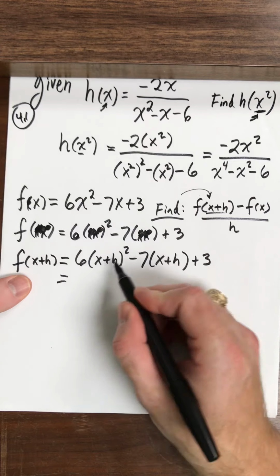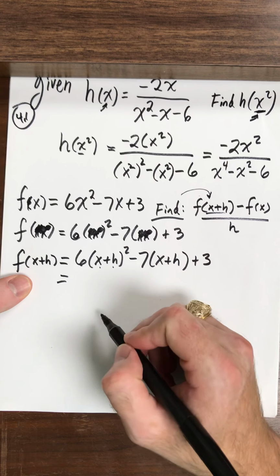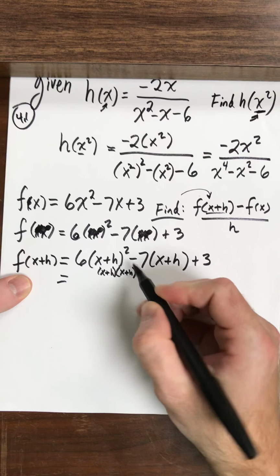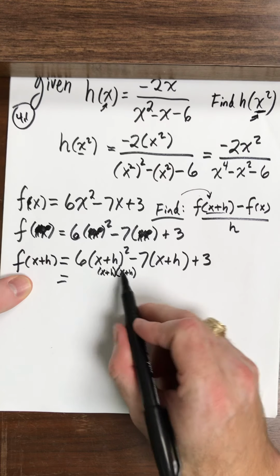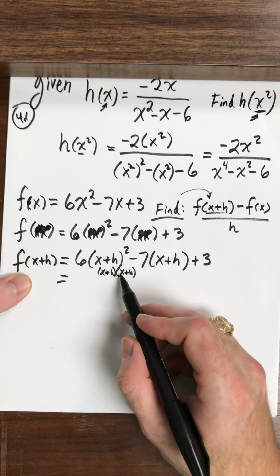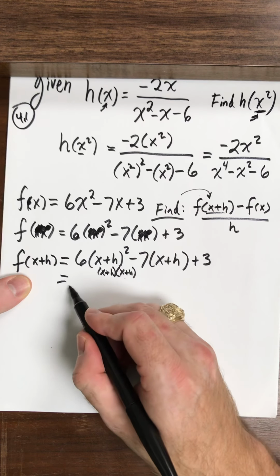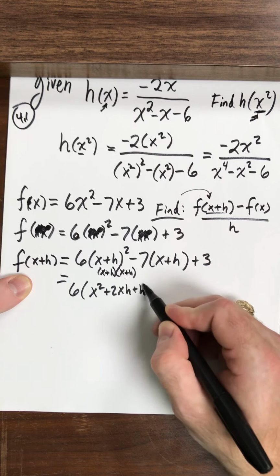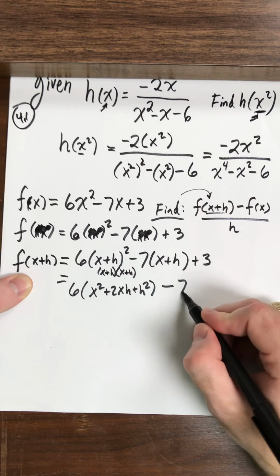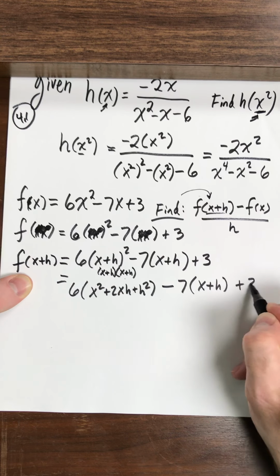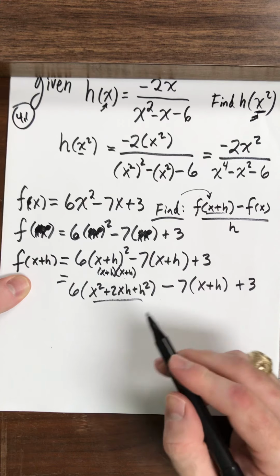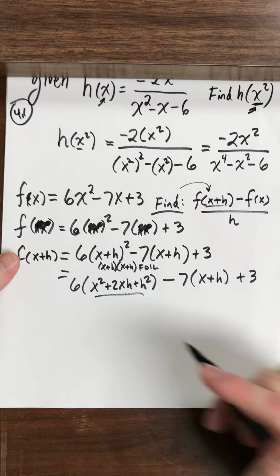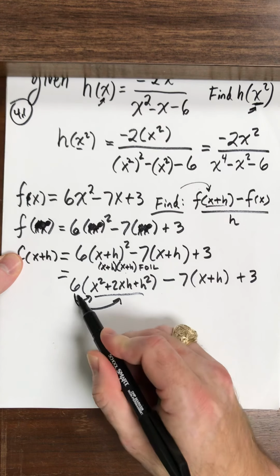So to simplify this, first thing I'm going to do is take care of this. If you're in doubt, write it out. Do not put x squared plus h squared. There's also the inside terms here, x times h and then x times h again. So I have 6, and then I have x squared plus 2xh plus h squared, minus 7 times x plus h, plus 3. If you're having trouble figuring out where that came from, just think of FOIL, okay? Double distribute.